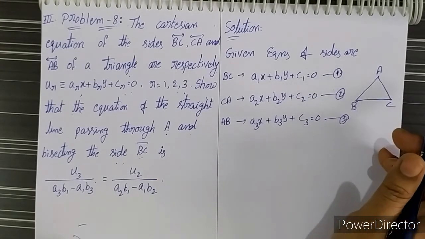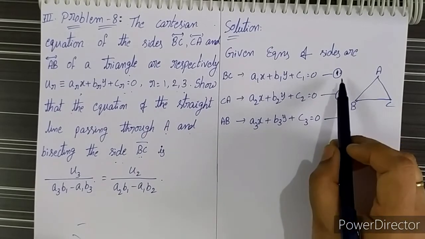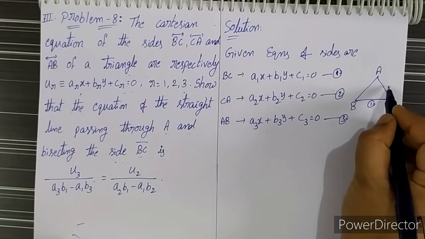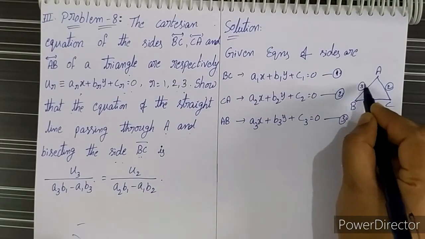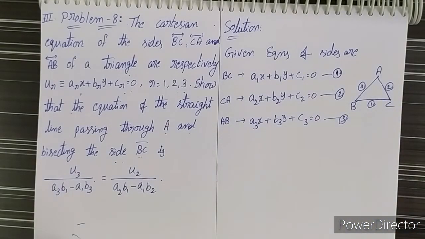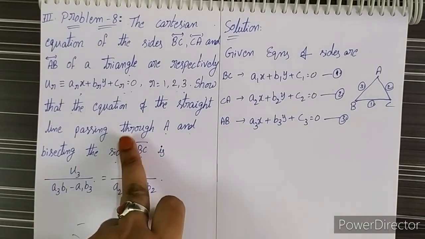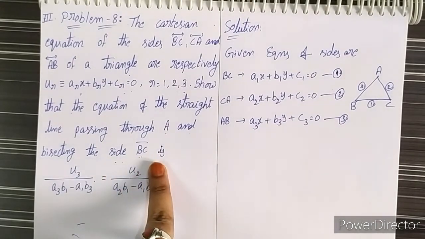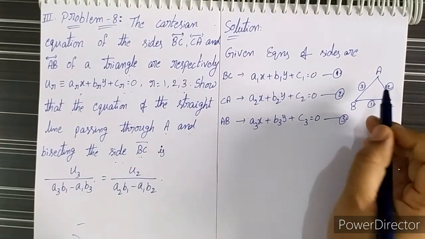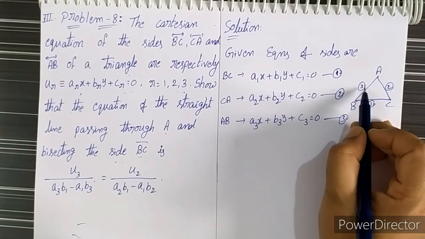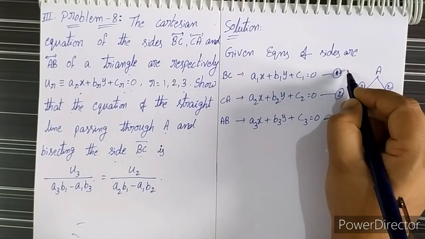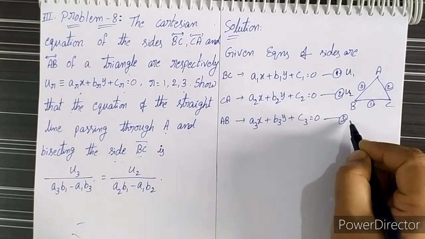Then BC is the first equation, CA is the second equation, and AB is the third equation. Now we have to show that the line passing through the point A and bisecting the side BC is this. If a line passes through A, it means the point of intersection of lines 2 and 3. These are U1, U2, U3.